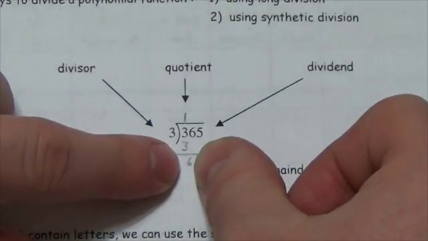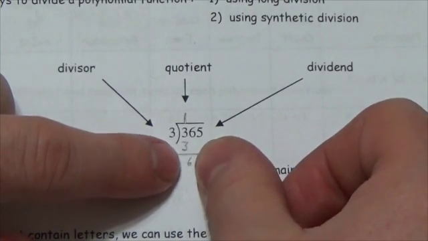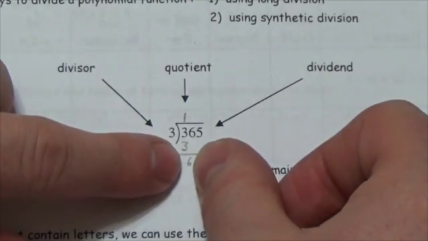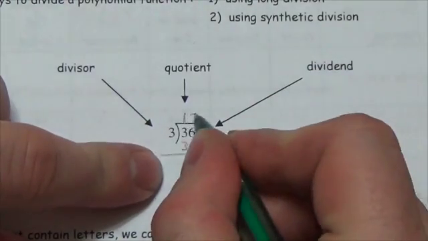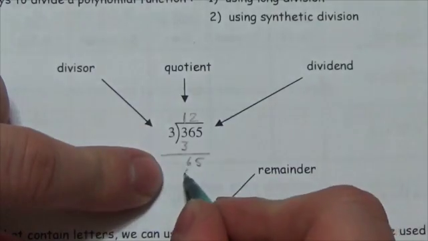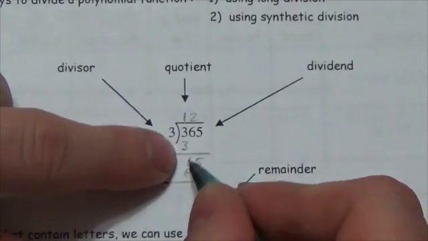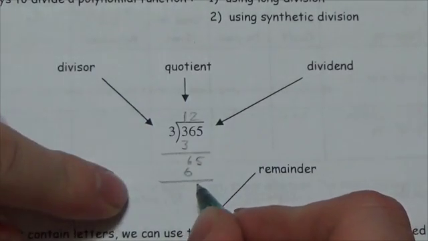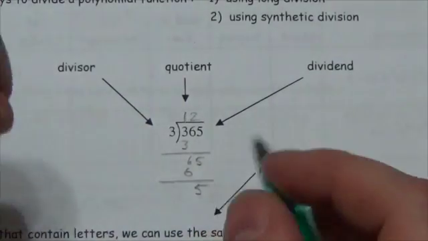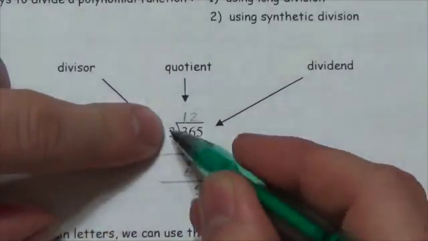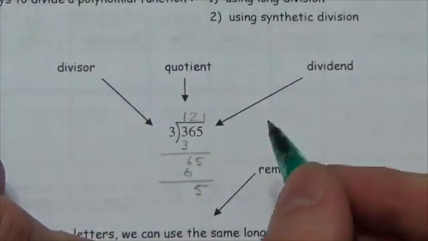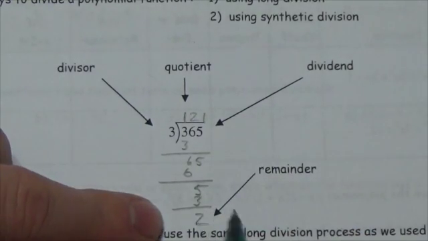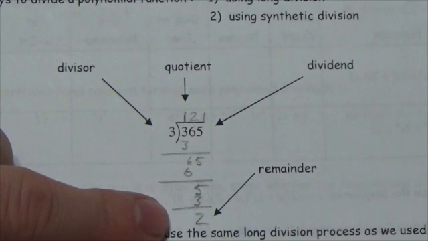Now, this time I'm looking at that first digit, and I ask myself, 6 divided by 3, what's the quotient there? Well, 2. So 2 multiplied by 3 is 6. When I subtract those digits, I get 0, and then I bring down the 5, and I continue this. 5 divided by 3 is just going to be 1 multiplied by 3, and then you subtract, and the value that you're left with here is your remainder.